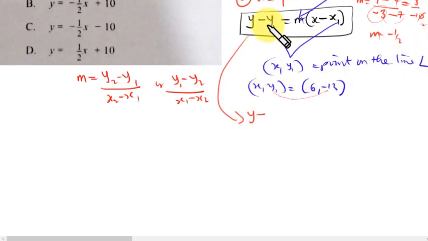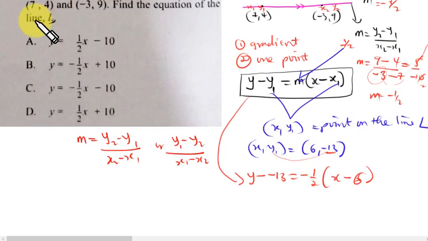So I have y minus the y1, which is negative, so I say y minus -13 equals m, which is -1/2, times x minus x1, which is 6. Okay, now I am not going to multiply by the LCM here. The reason is that I can see that in the answers I see fractions, so that means I just have to expand this if I want to get the same thing here. But first, when two negatives meet, we get positive.